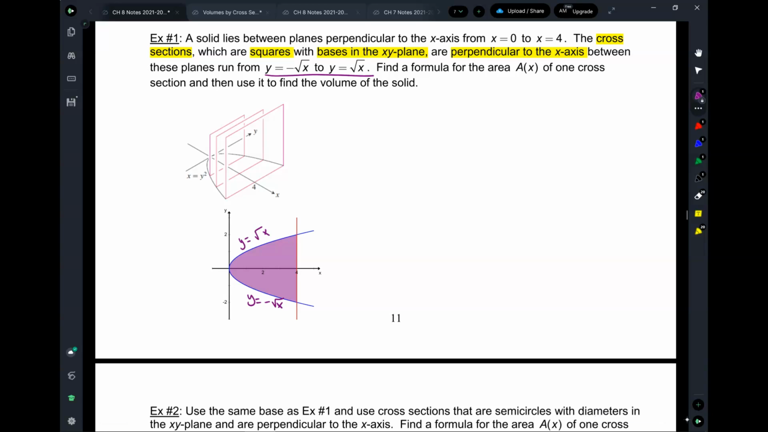Okay. So what you want to do first is draw a typical cross section. So draw one square inside the shape. Most of the time you're going to be given this. This is only for now because we're learning, right? So basically this will be a representative square.